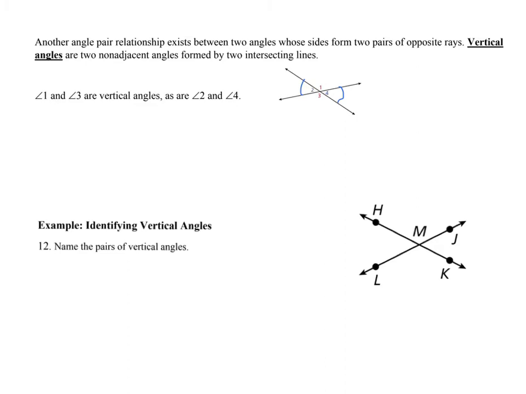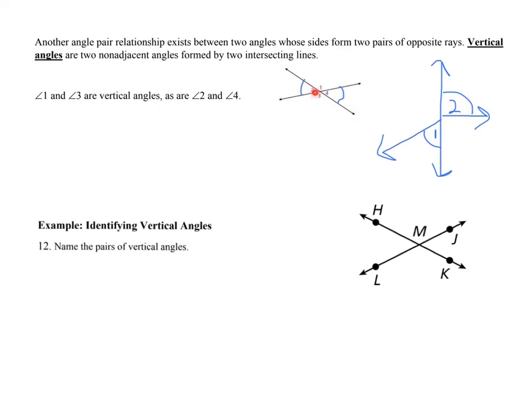So for example, if I had this situation where I had this angle, let's just call it 1, and then I had this angle, angle 2, those angles, although they are across from each other, would not be vertical because this ray and this ray do not form one ongoing line. They're completely different lines. So although these are across from each other, they're not vertical because they're not made from two intersecting lines.